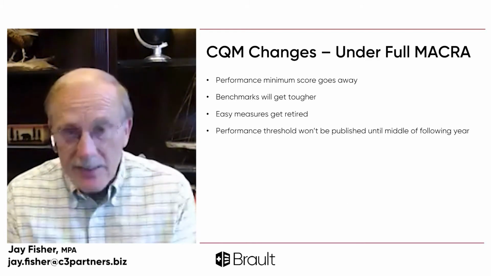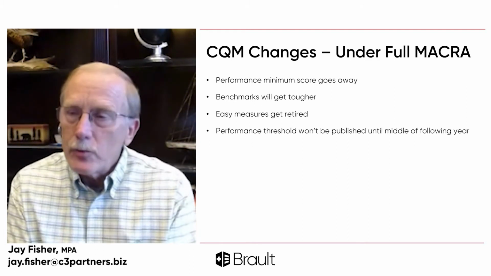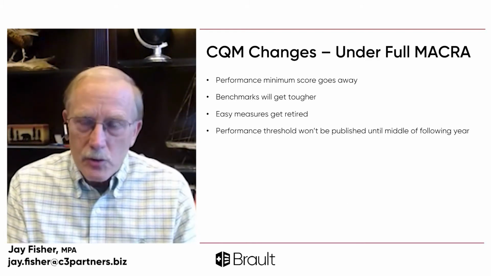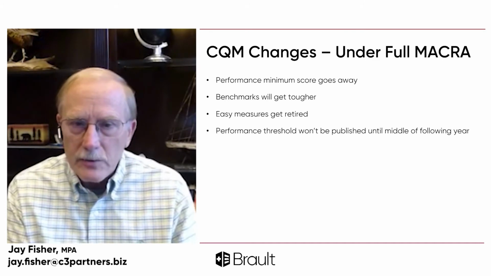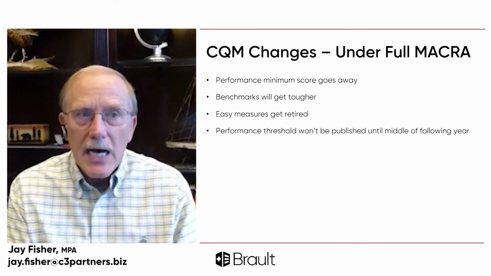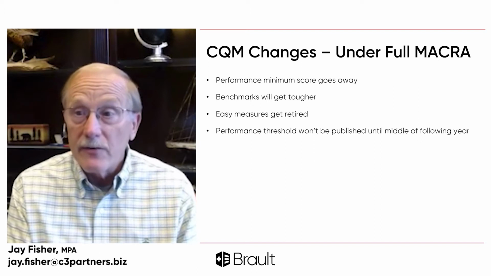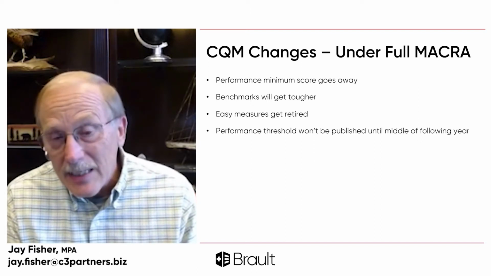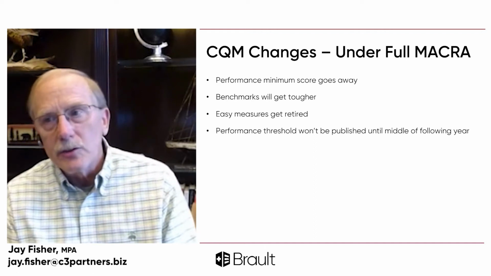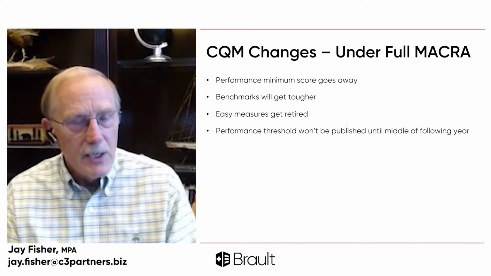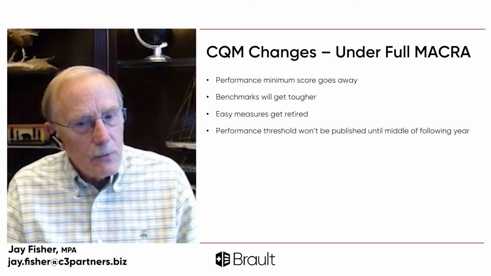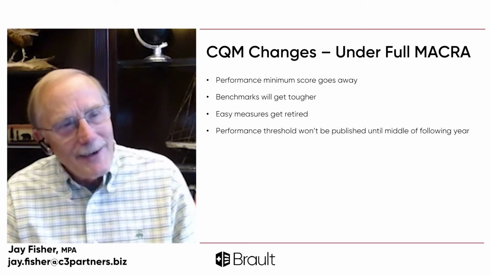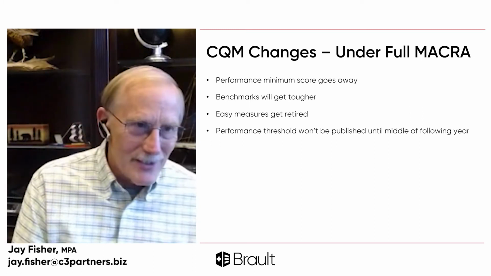Starting in 2022, that's not the case. Starting in 2022, that MIPS performance threshold, or the aggregate performance threshold, is calculated based on all of the scores that are submitted for a given year. And it won't actually even be published probably until June or July of the following year. So we'll be able to tell what our score is, but we won't yet know what a good score is.